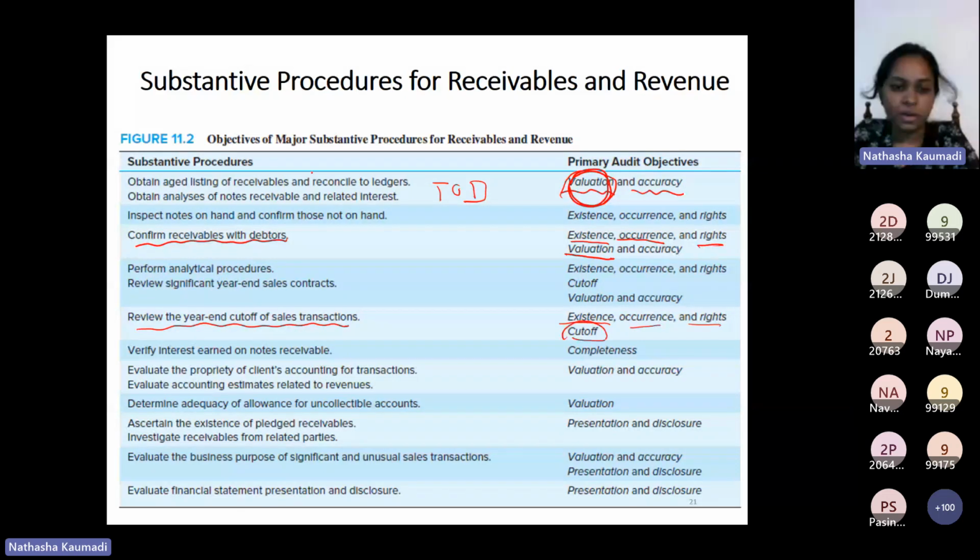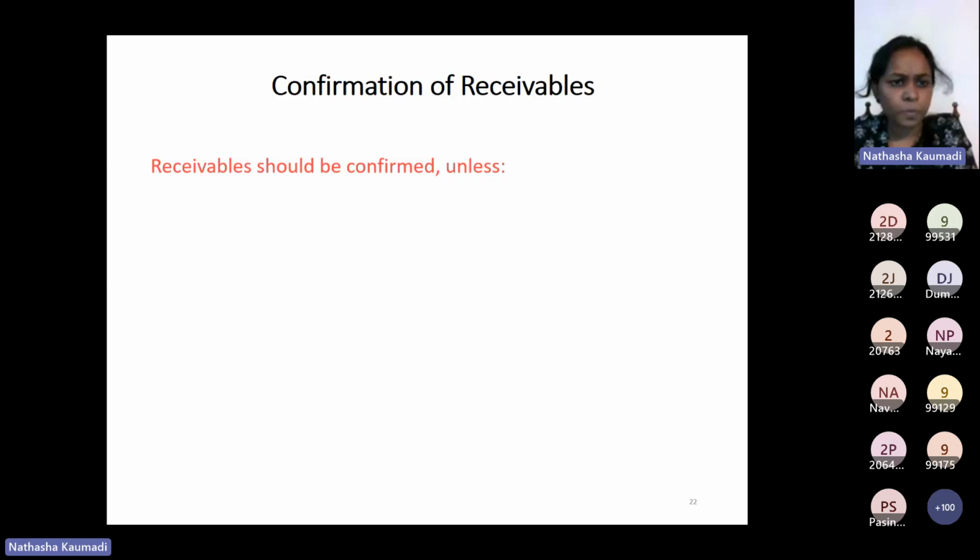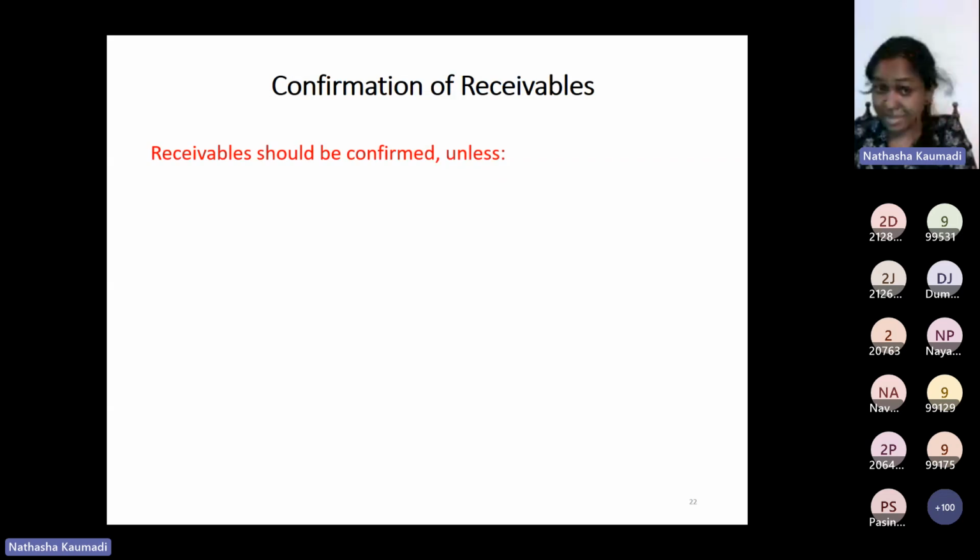So the same procedures are there. The same substantive procedures are there, TODs and substantive analytical procedures both. You are going to check these assertions using these procedures. Okay. Now, you're talking about these confirmations of receivables, no? So what are these receivables? What are these confirmations? There are two types.